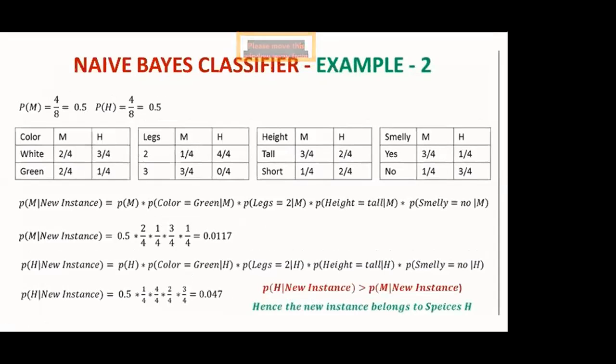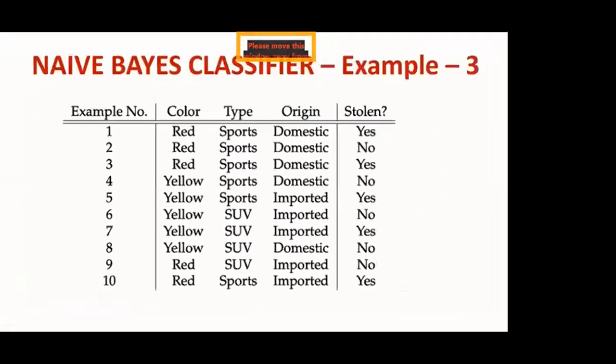We have the data. For that data, you have to calculate the prior probability and draw these tables for all attributes, and then substitute them in the formula, and we can find out what is the probability of it being M and what is the probability of it being H. Is it clear? Let's see one more example.